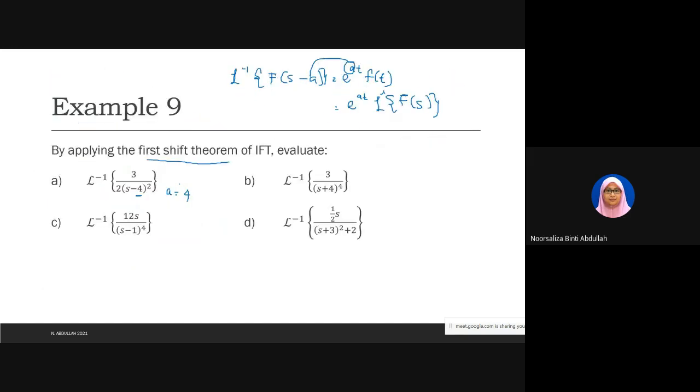Okay. So kita tengok next example. Next example is you want to find the inverse of 12S over S minus 1 kuasa 4.